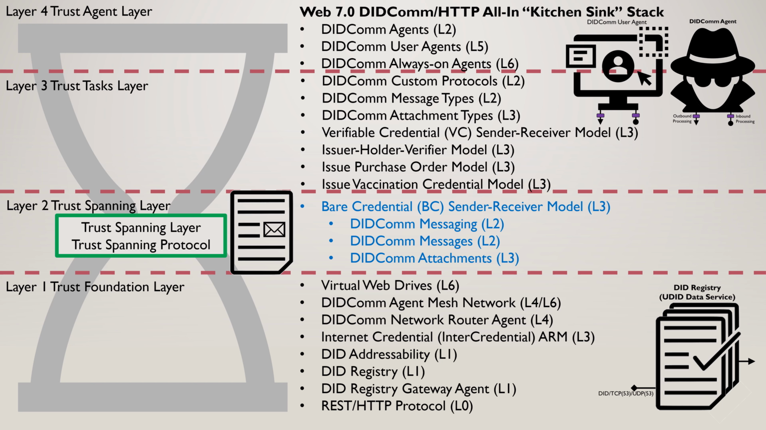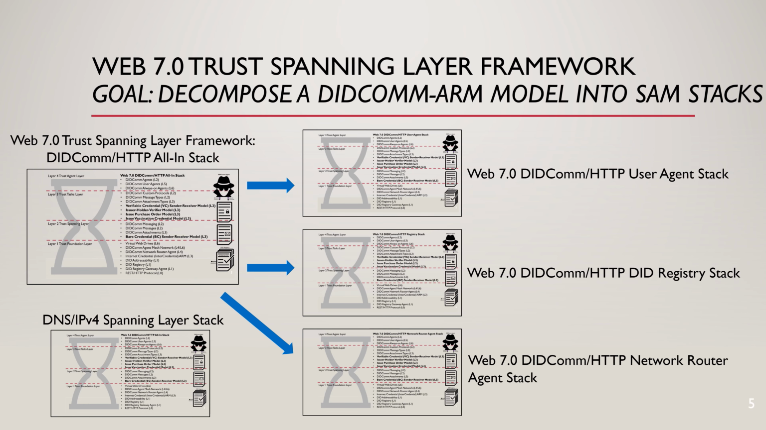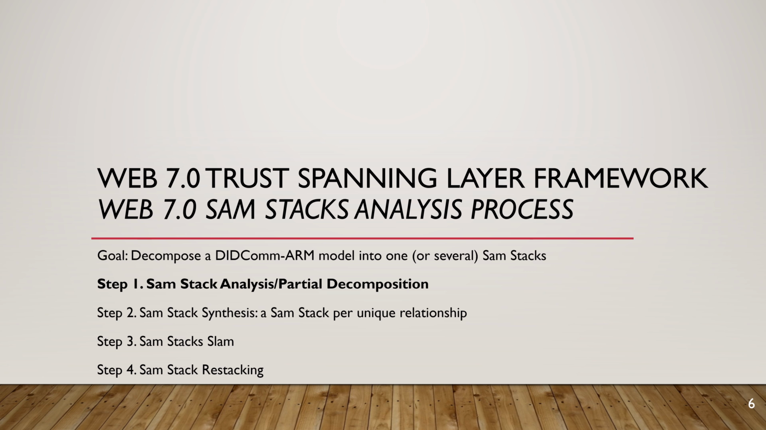And we're not going to go through all of these. Not all of these are network elements. Some of them are just part of the DIDComm-ARM architecture. What we're really trying to do is take that kitchen sink model and break it down into a bunch of SAM stacks focused on different aspects of the architecture. So let's look at how we do that. The following step is when we'll actively do the SAM stack analysis or partial decomposition of the DIDComm-ARM.